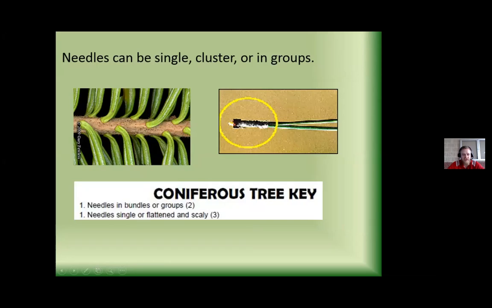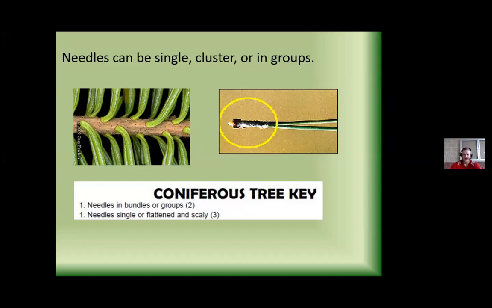So some more definitions. Needles, if we're looking at the conifer tree, they can be single needles. If you're looking at the top, the left picture there, you can see the individual needles connected to the stem. You've got one needle there, so that's a single. And then the picture on the right, you can see the two needles that are connected at the base, and the area in the yellow circle is actually where the needles or the leaves connects to the stem. So in that case, that's a group of two needles.